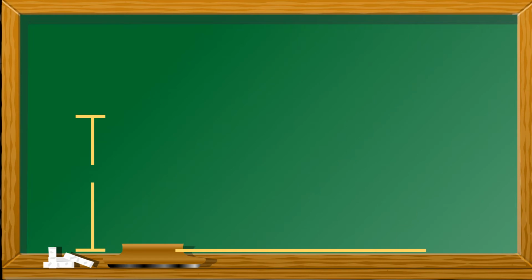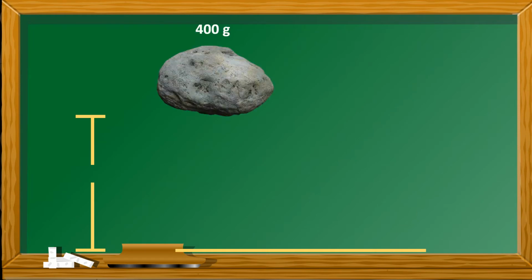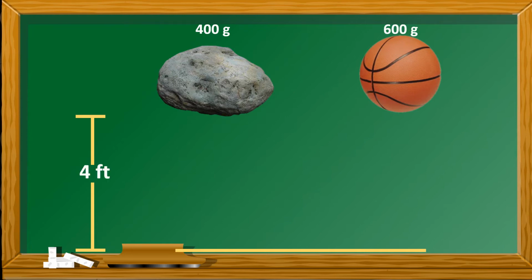For instance, you have a 400-gram stone and a 600-gram basketball, and you hold them 4 feet above the ground. Once you release them from rest, both balls will be in free fall. Among the two objects, which one will hit the ground first? Is it the 400-gram stone or the 600-gram basketball? Well, both objects will hit the ground at the same time.